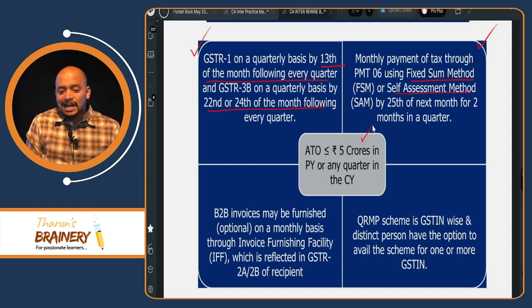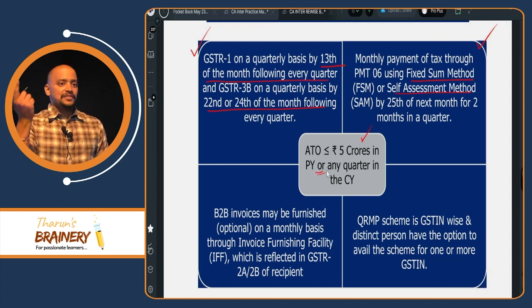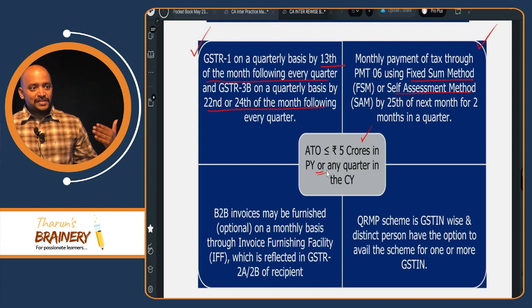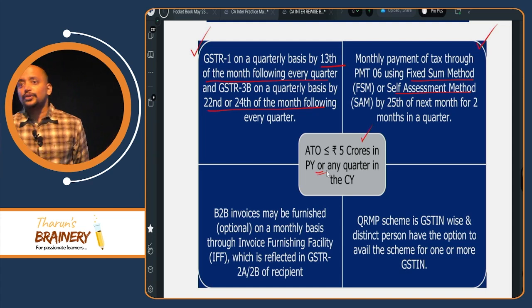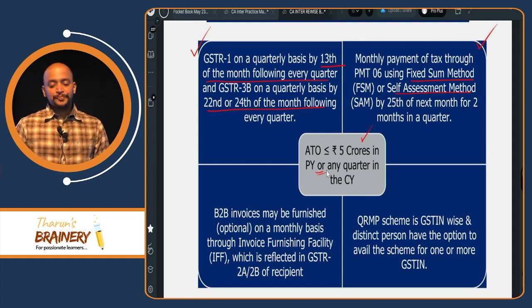Then it should be "and", no, sir. See, actually, this "or" should be read as "and". But in law, they did not give it as "and". Literally, it is 2 separate conditions. That is, aggregate turnover during the previous year should not exceed 5 crores, and I should also ensure that during the current year my aggregate turnover does not exceed 5 crores.